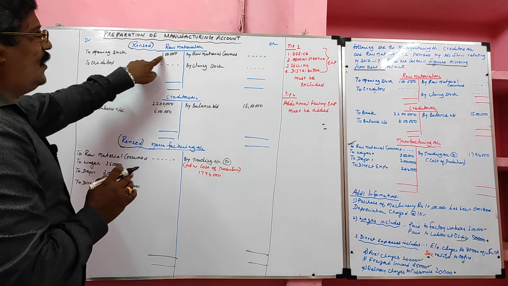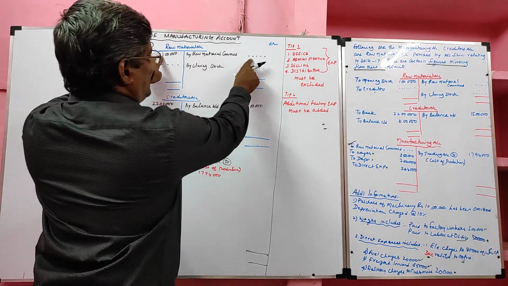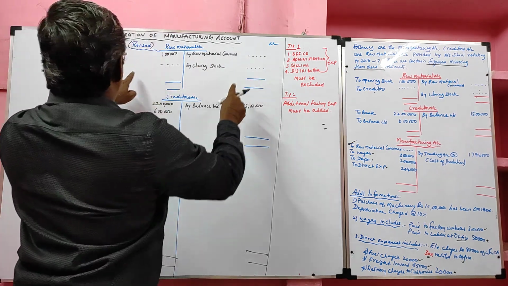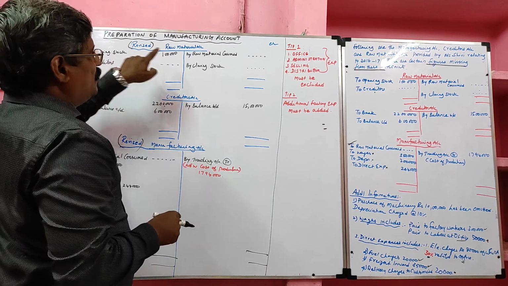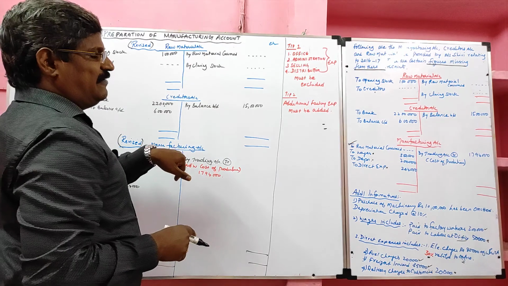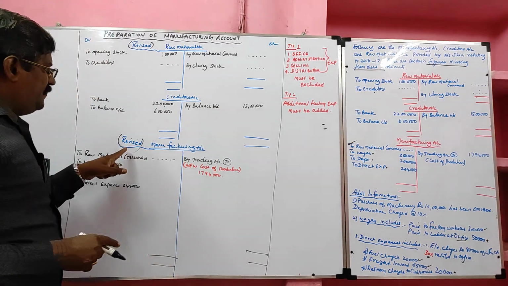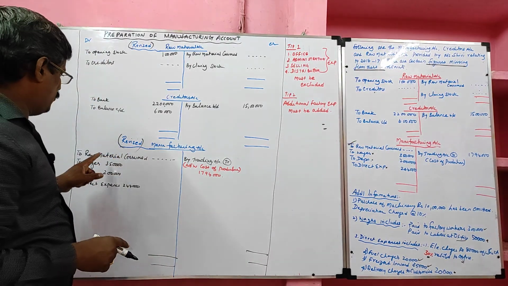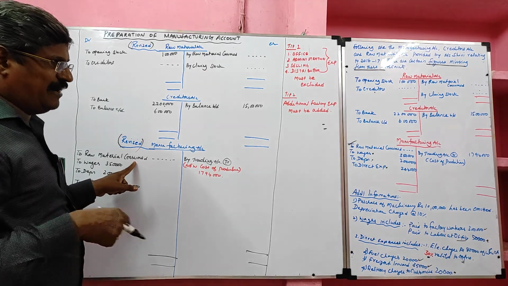Opening stock is 1 lakh. Raw material consumed is not given, we have to ascertain. Purchases we have to ascertain. Closing stock we have to ascertain. For the creditor, all information is given. We are going to prepare the revised manufacturing account. Raw material consumed is not given, we have to ascertain.